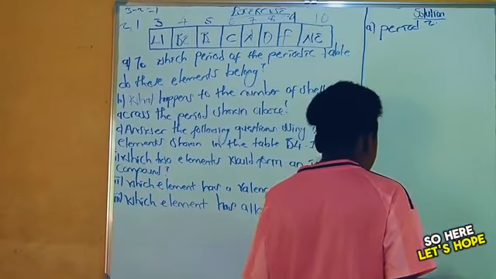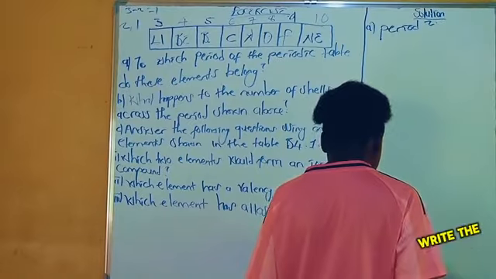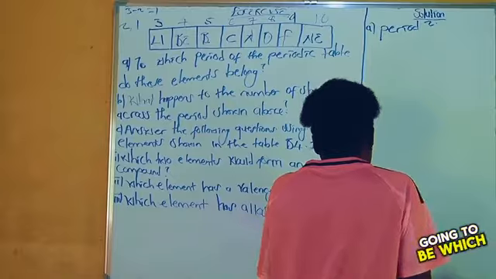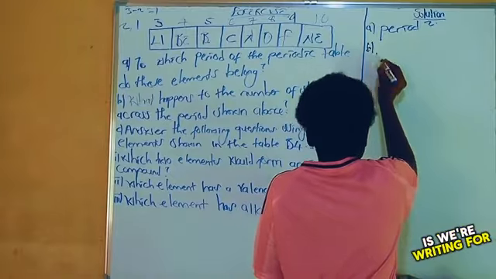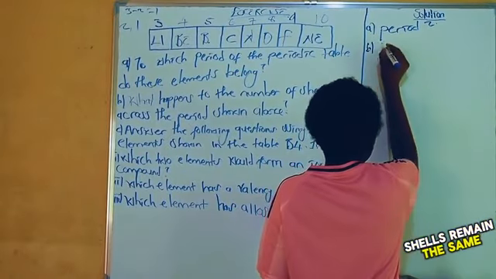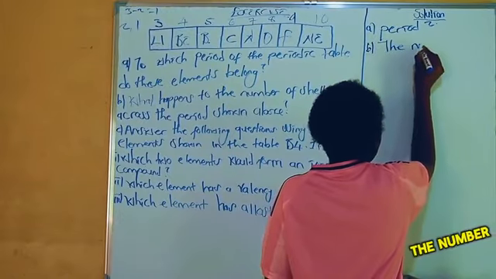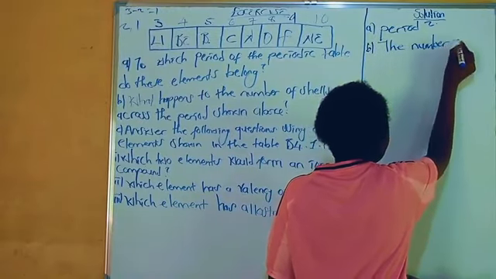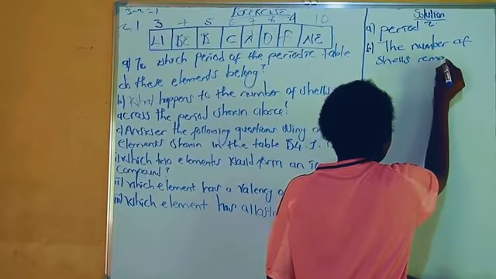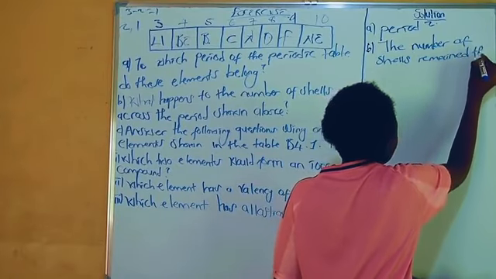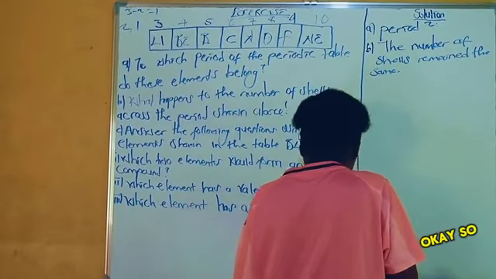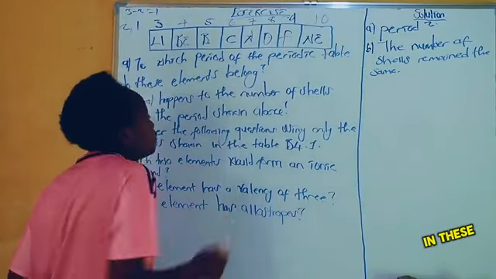So here, let's hope we're all writing. Let's write the answer. The answer for B is going to be: the number of shells remains the same. So meaning the number of shells in these remains the same.